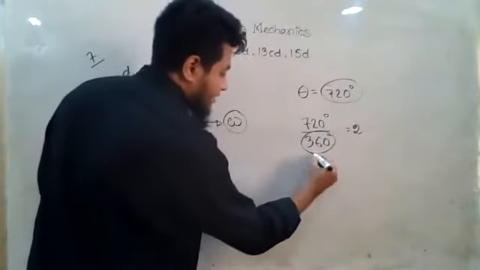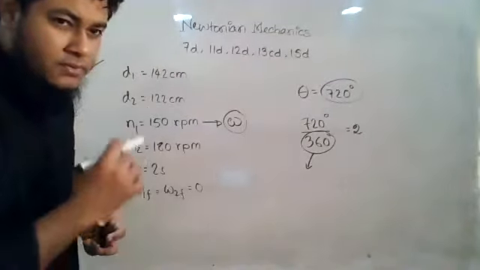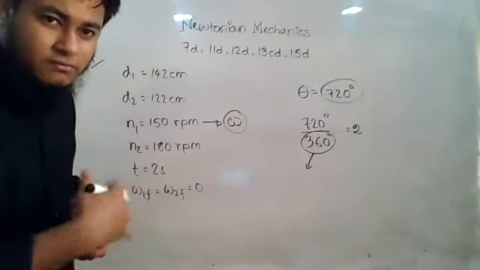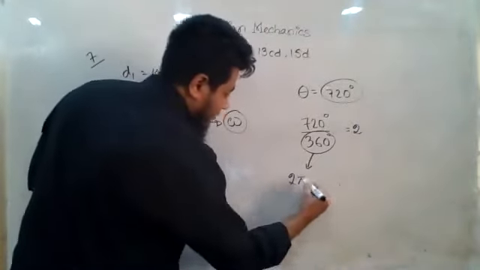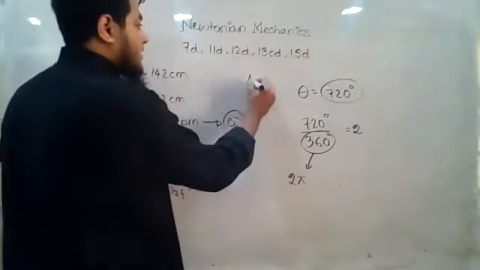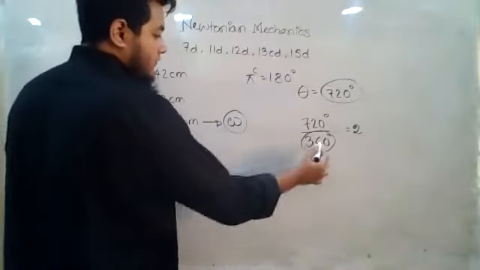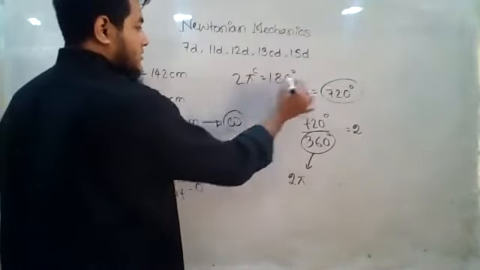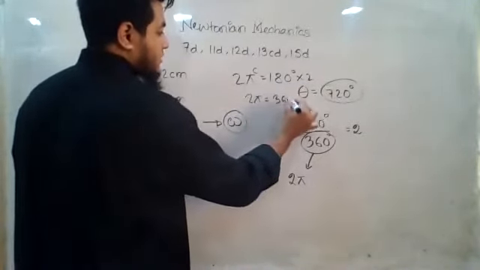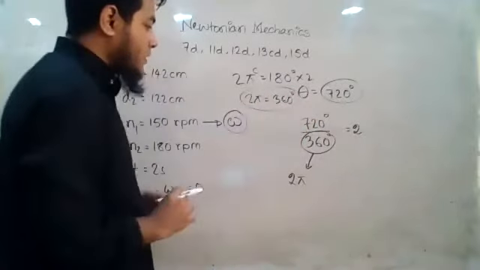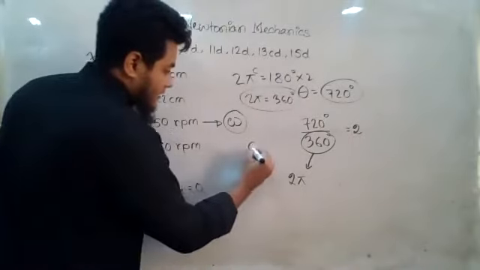What is 360 degree in radian? If I convert 360 degree into radian, what will be the answer? 2 pi. Very good. 2 pi. Because we already know that pi radian is equal to 180 degree. So if it is 360 degree, let us multiply 2 on both the sides. So 2 pi will be equal to 360 degree, right?